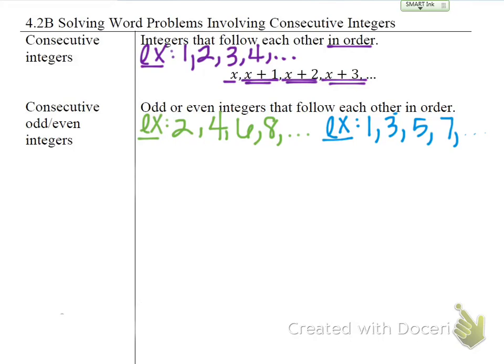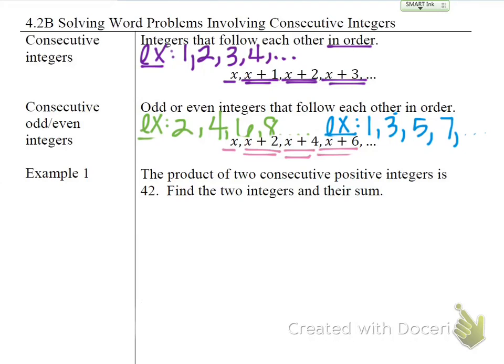So if we're looking at this in general terms, okay, so if we're looking at it in general terms then, if x is your first odd or even, doesn't matter which, the next one is going to be x plus 2. To get to the next number, you have to skip over 1, so that's going to be x plus 4. And then you skip again, so that's x plus 6. So if it's odd or even, it doesn't matter which, you're still counting by 2s, okay?